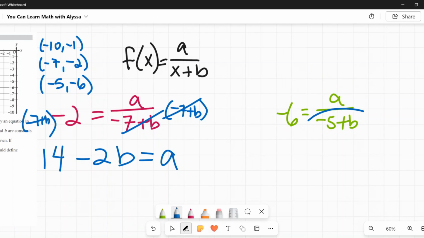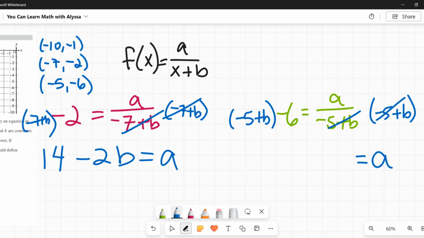I need to multiply both sides by this here one. I actually am Southern, so it does come out every now and then. This here fraction, I need to multiply by the denominator on both sides, negative 5 plus b. On the right, that cancels those out, and I am just left with a. On the left, I'm going to distribute here. Negative 6 times negative 5 is positive 30. Negative 6 times b is negative 6b. Okay, now I have something.